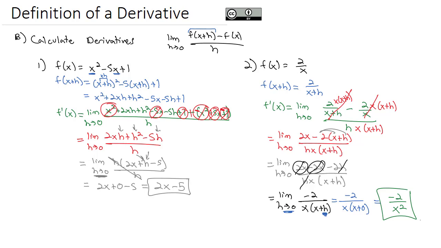Once we've calculated these derivatives, this is the slope of the tangent line. The next step in our next video will be to find the equation of that tangent line.